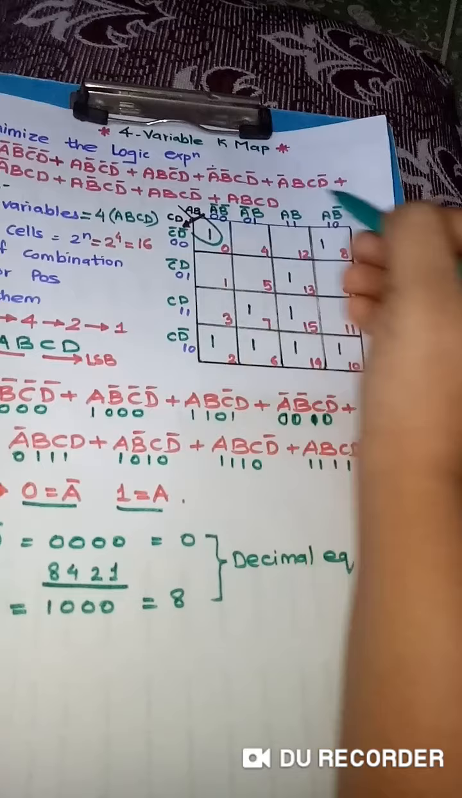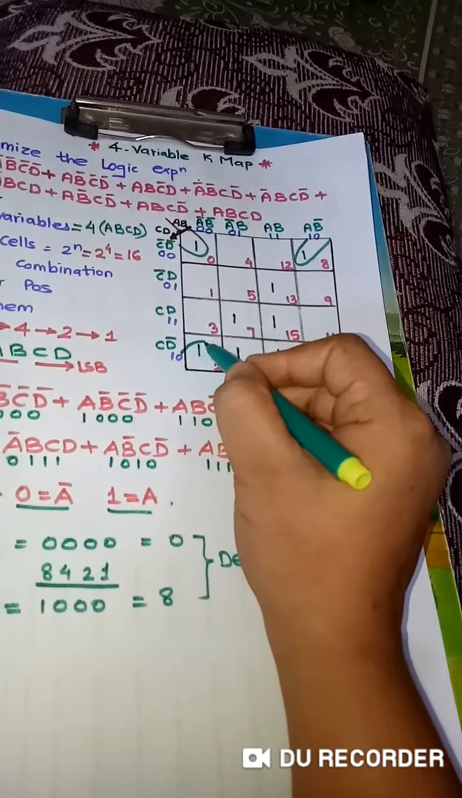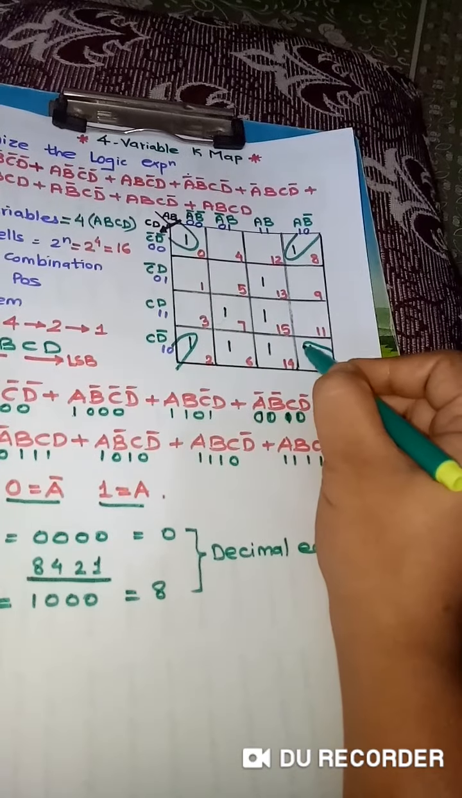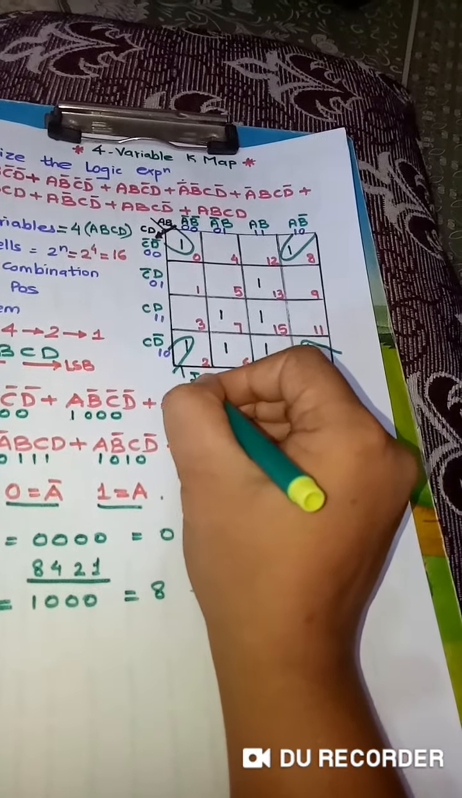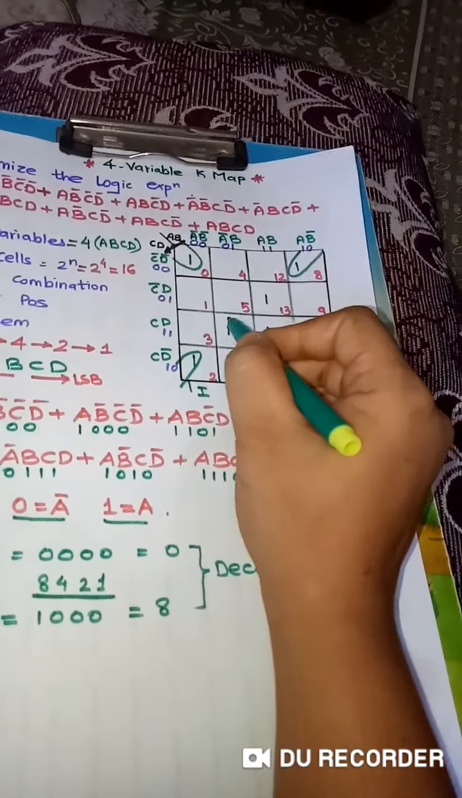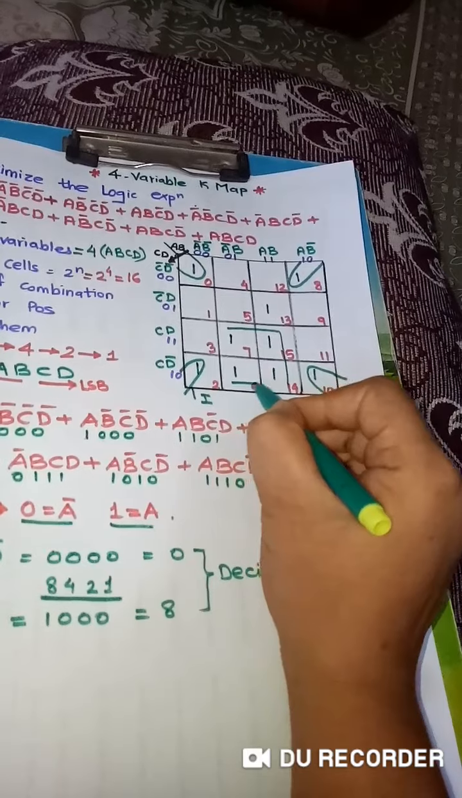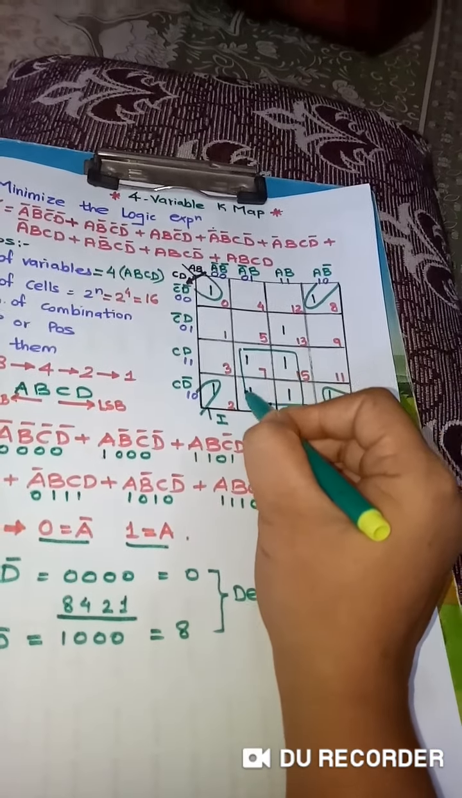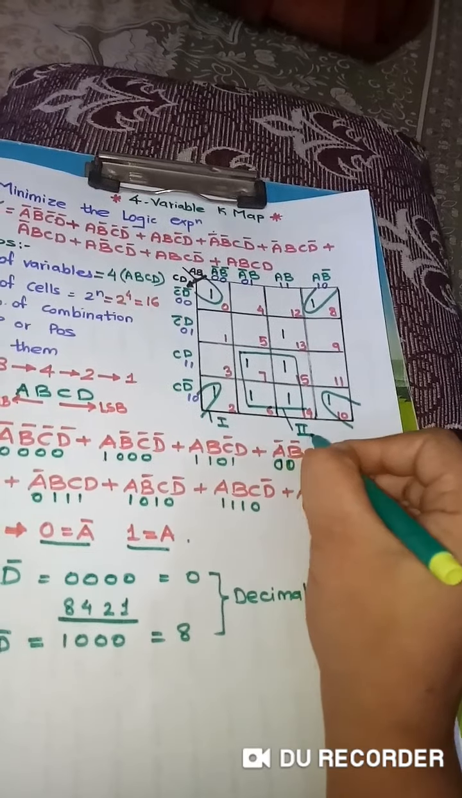Means this one, then this one, and this one. So I can make a group of these 4 ones. This will be my first group, right? Then these 4 also I can group together. These 4 ones I can group it together, right? So this will be my second group, right?